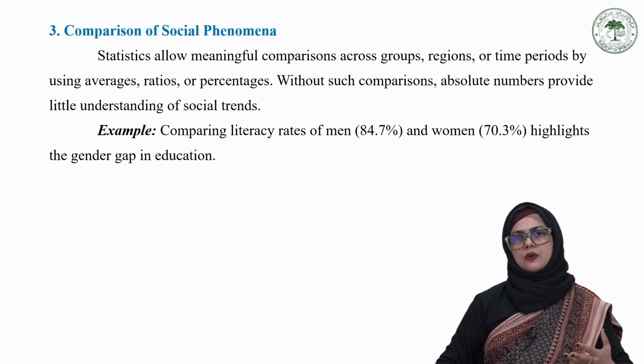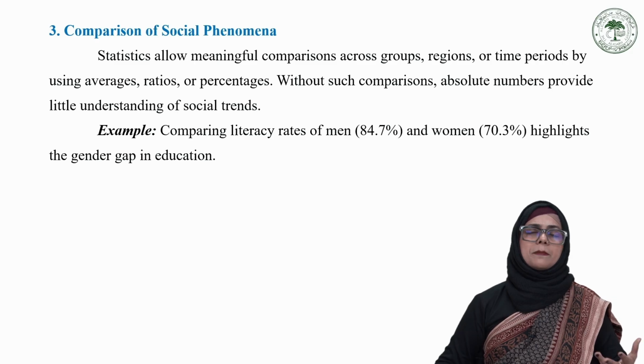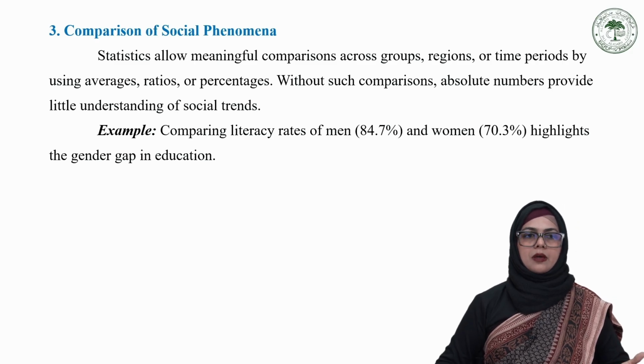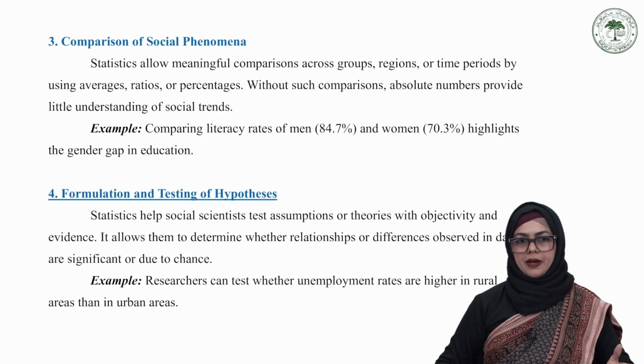Then for social comparison, especially in social science, we do make comparisons based on gender, based on locality. In education, we make comparisons by choice of stream. So there are many demographic variables on which we make the comparison. Statistics does allow us to make a very meaningful comparison.